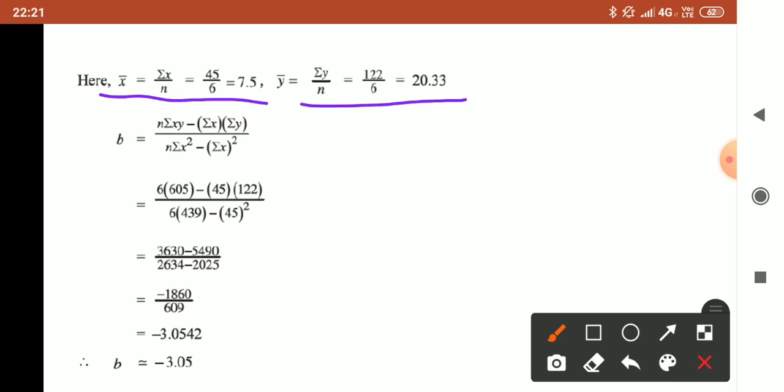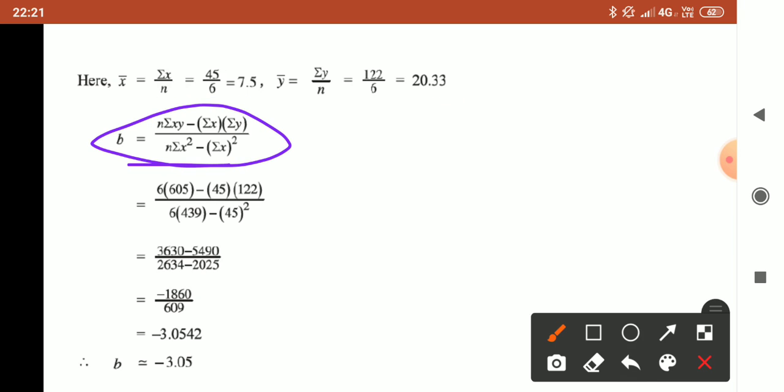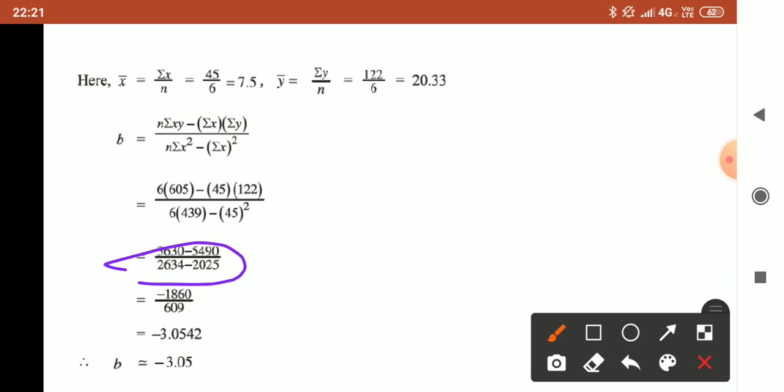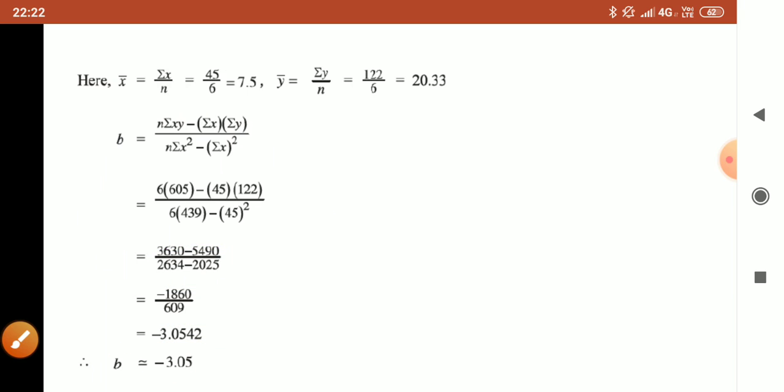Now my second step will be to find b. So here we will use this formula because these values have been provided. I'll insert the values from the question and I'll get this multiplication. After that I'll do the total. I'll get the answer in negative. So my b will be minus 3.05. It doesn't matter, b can be positive or negative. So your b will be minus 3.05.